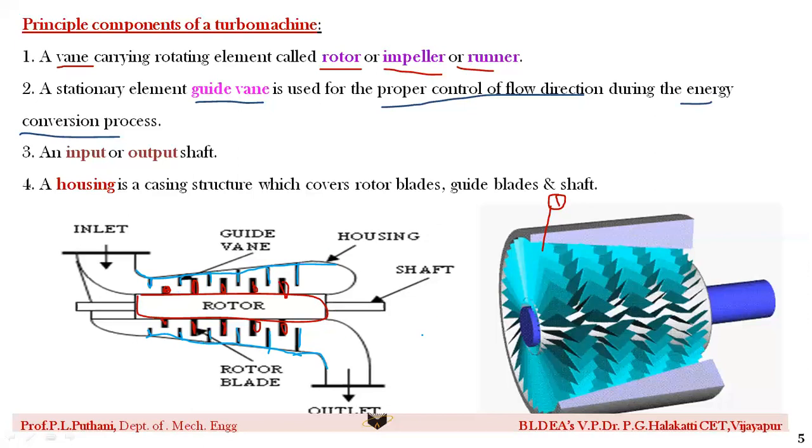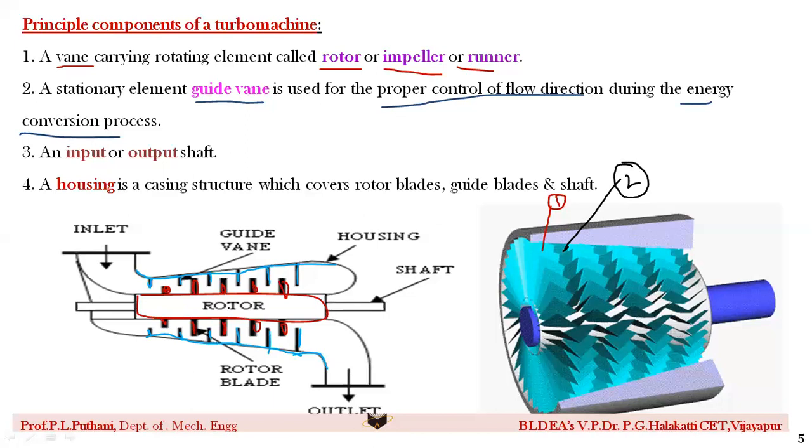So now, if you observe in this animated video here, this particular part, yes, this particular part, I will show it by another color. I will show it as a black color, which means easy to understand for you. Yes, this particular part is a guide vane, that is number 2.